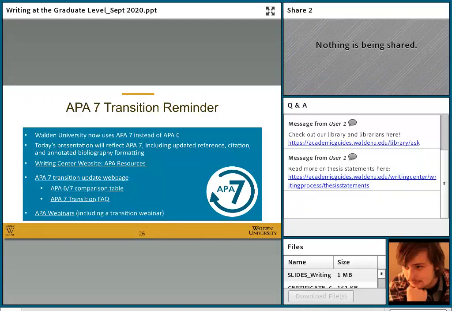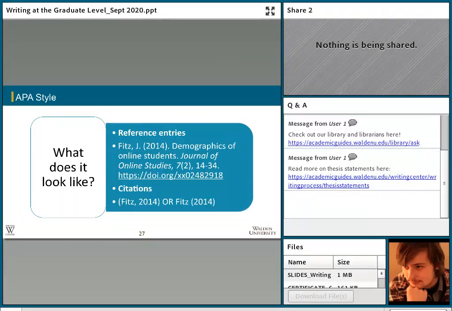slide you can find a number of resources that can help you with this transition. An updated web page, a comparison table, some frequently asked questions about APA 7. These can be helpful resources if this is something that you're finding yourself perseverating on. Also, webinars are included in this transition, and there were webinars specifically related to the changes from APA 6 to APA 7. So, again, if this is causing you some anxiety, I would encourage you to take a look at some of these resources to smooth that transition.